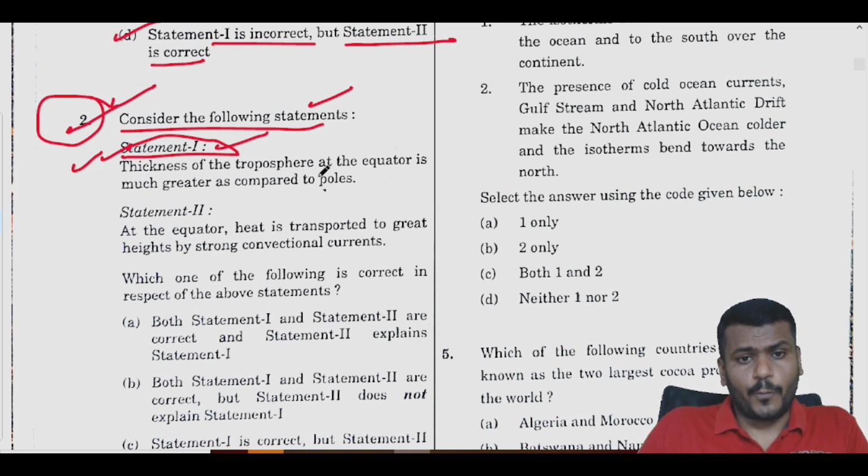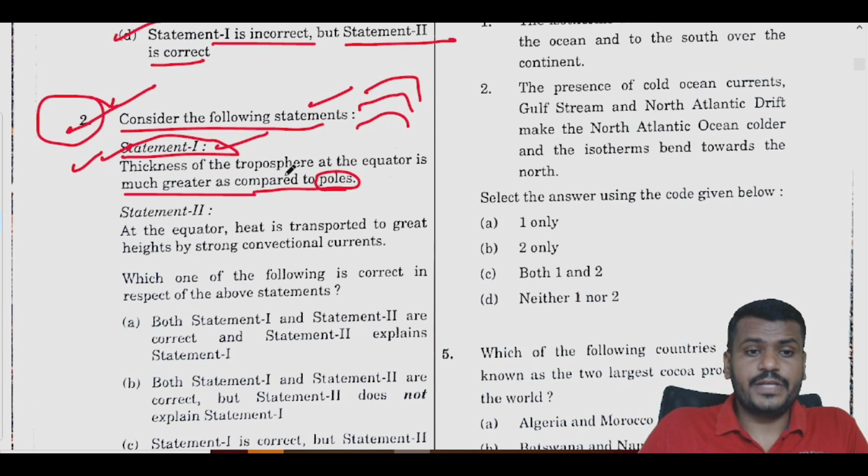Thickness of the troposphere at the equator is much greater as compared to the poles. Very important, just recollect the layers of the atmosphere, guys. That's one statement. Second one: at the equator heat is transported to greater heights by strong convectional currents. Yes, definitely at the equator there is more heat in this equatorial region, and that's why it transports the heat.